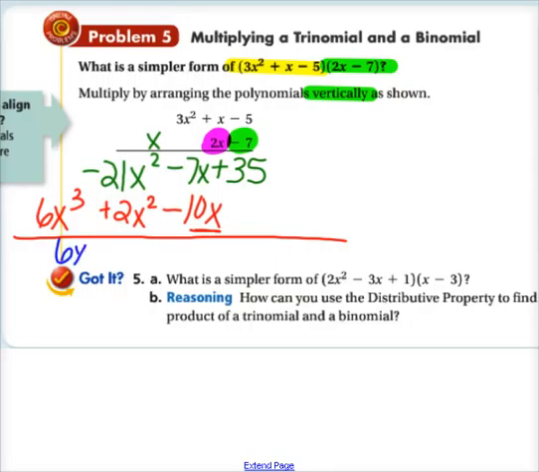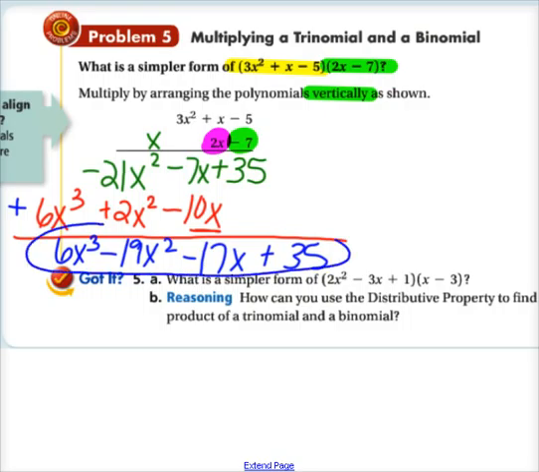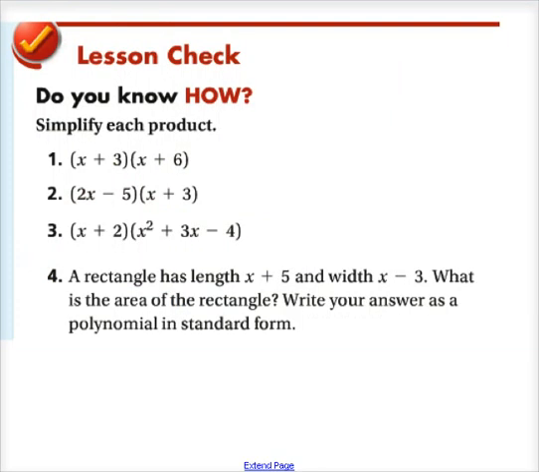I have 6x to the third. Negative 21x squared plus 2x squared is negative 19x squared. Negative 7x plus negative 10x is negative 17x. And then plus 35. My final answer is 6x cubed minus 19x squared minus 17x plus 35. So line up vertically and multiply.